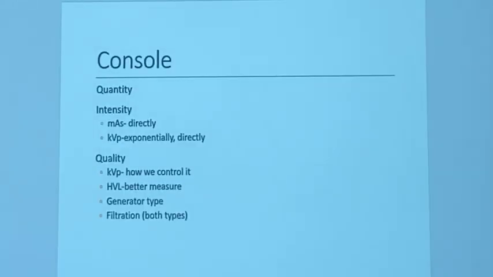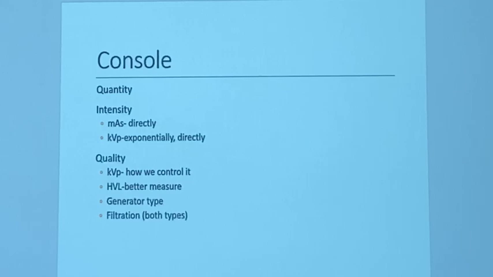But if you remember, KVP was directly related, but it was also exponential. So if we increased our KVP by 15%, what did we get in output? Especially post-patient. What happened to the number of X-ray photons incident on the image receptor? Double, right, so it's exponential. It goes in the same direction. You increase KVP and you increase the numbers, but you increase the numbers exponentially.